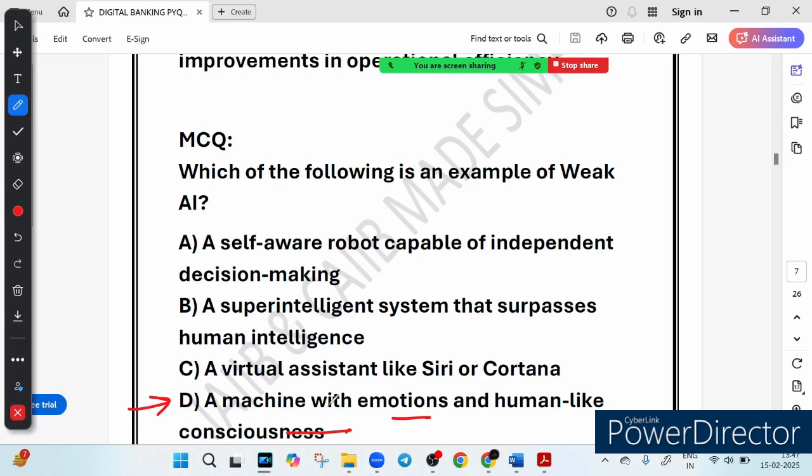So suppose the next time a question asks which of the following is an example of a strong AI, then you can easily answer. That is our main purpose, right? I'm not just providing you the correct answer. In addition to providing the correct answer, I am telling you why other options are wrong, right? So that you become conceptually sound. That is our main motive.